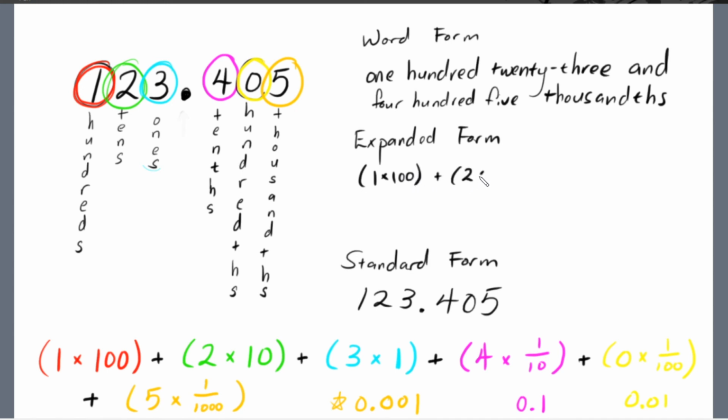plus 2 times 10 plus 3 times 1 plus 4 times 1/10 plus 5 times 1/1,000. Now, the reason I got rid of the 0 times 100th is because 0 times 100th is 0. So we don't actually need that in our expanded form.